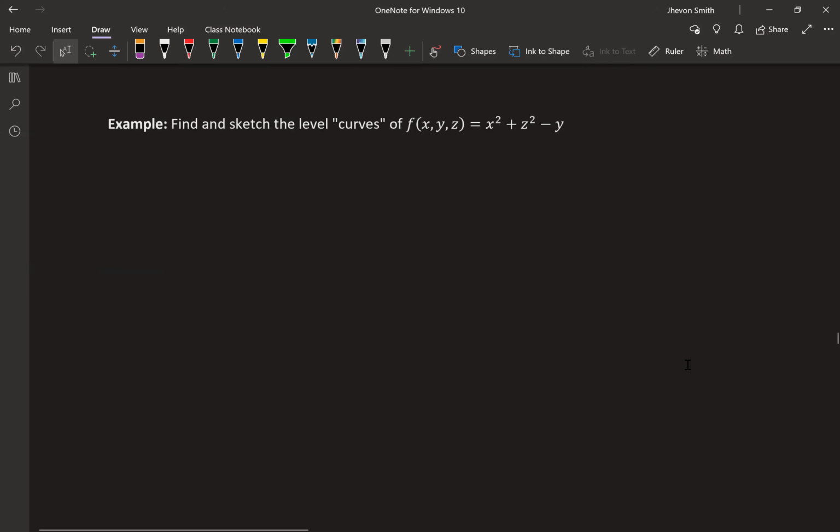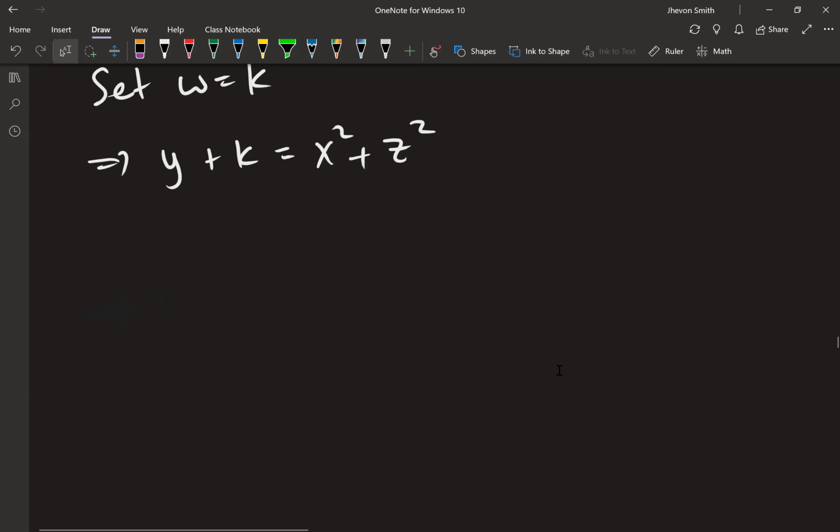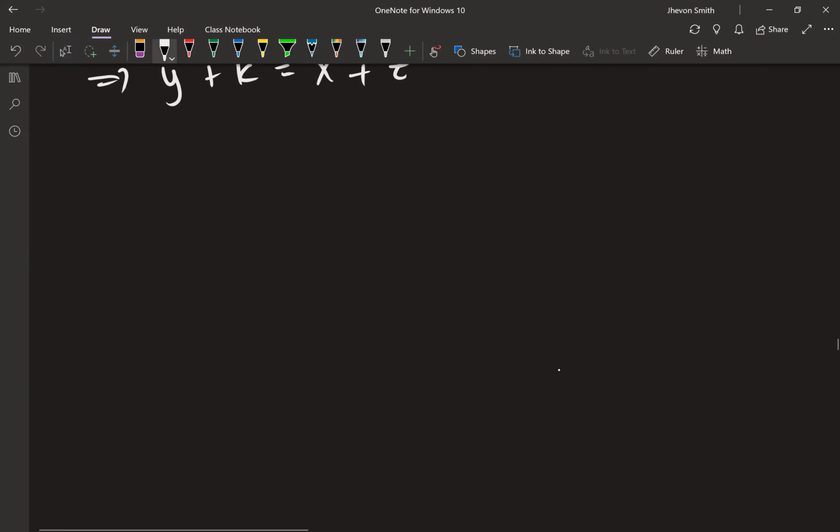Similarly here, if I have W equals X squared plus Z squared minus Y, and set W equals K, this means I get Y plus K equals X squared minus Z squared. And of course, that is a paraboloid, right? And it has different levels. So for example, if I get K equals 0, this just gives me Y equals X squared plus Z squared. And that is just like a paraboloid running along here, center of the origin.